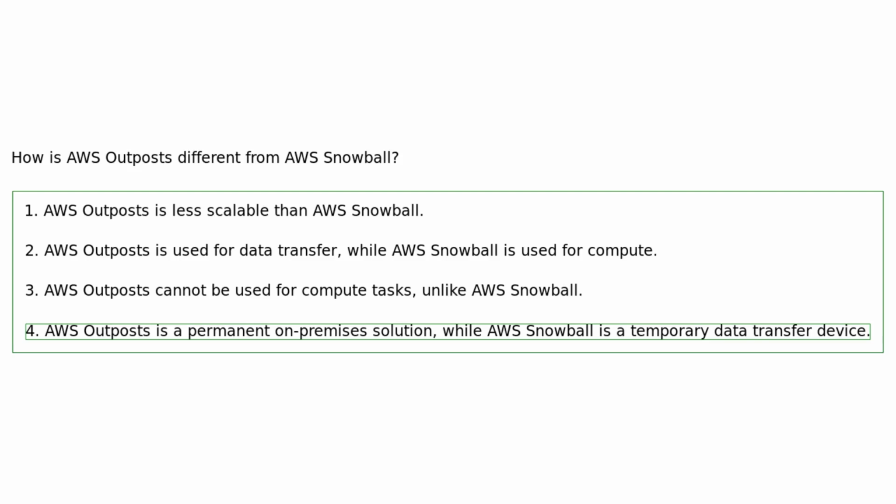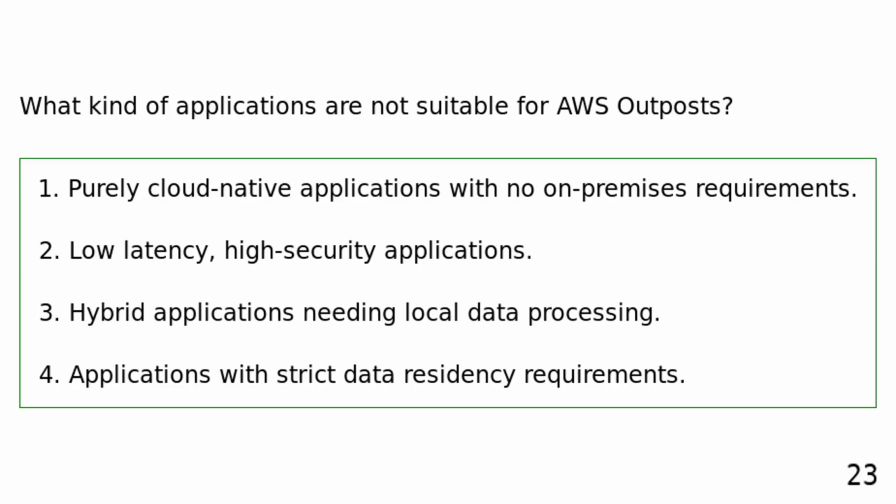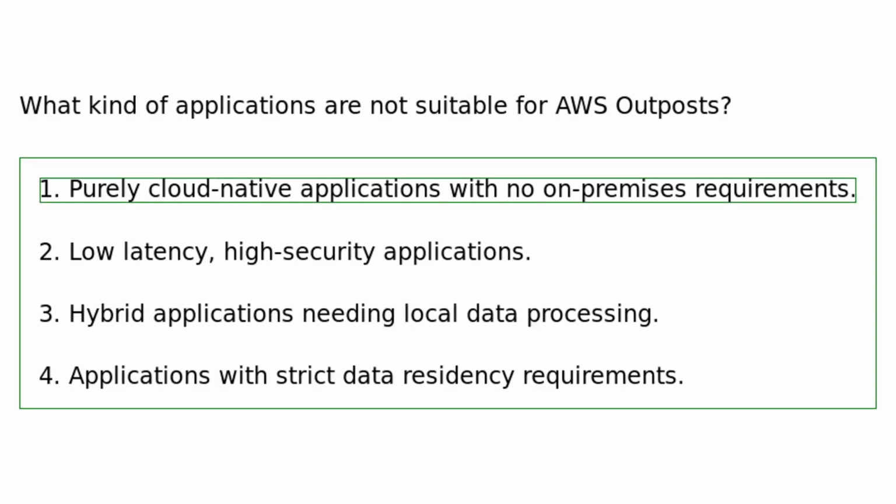and edge computing device. What kind of applications are not suitable for AWS Outposts? Purely cloud-native applications with no on-premises requirements. Low latency, high-security applications. Hybrid applications needing local data processing. Applications with strict data residency requirements. Purely cloud-native applications with no need for on-premises resources are not suitable for AWS Outposts, as it is designed to bridge on-premises and cloud environments.